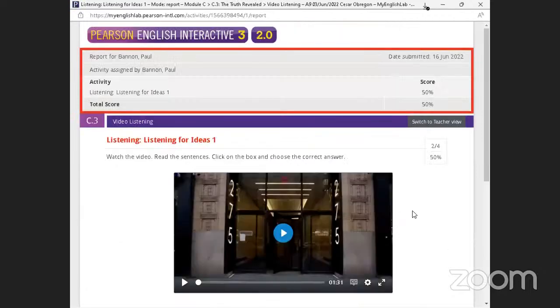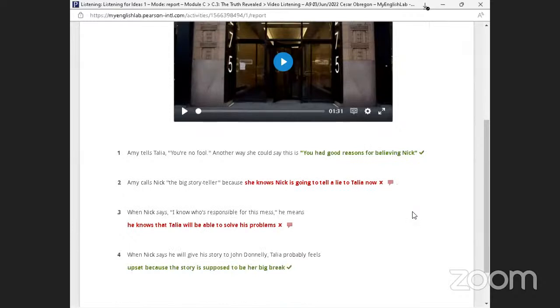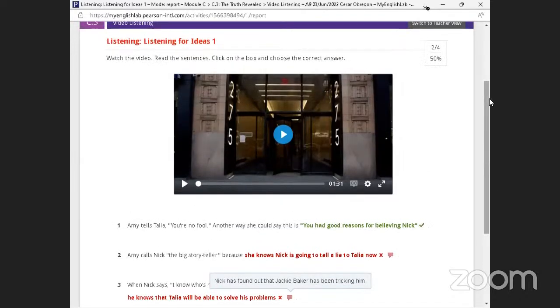Oh my God, what happened here? Okay, let's see. Amy calls Nick the big storyteller because Talia has probably told Amy about her experience at the Gower building. Okay. And 3, Nick says, I know who's responsible for this mess. He means he knows that Talia will be able to solve his problems, not necessarily. Nick has found out that Jackie Baker has been tricking him. So it was the third option that talks about Jackie, okay? I'm taking a screenshot now.